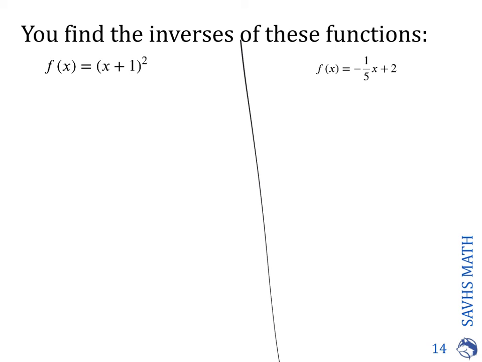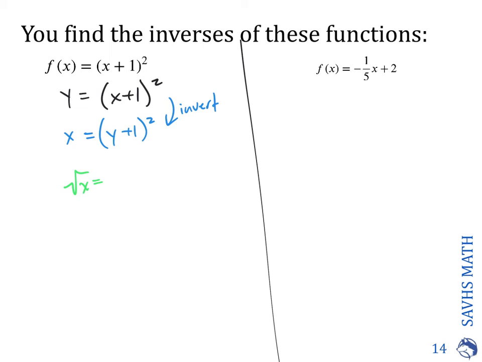Okay, so let's start with the inverse of f of x over here. We're going to flip the x's and the y's. So we would have y equals x plus 1 squared. We're going to change the spots where the x's and y's are. So we're going to invert by switching the x's and y's. Okay, now we need to solve for y. So we're going to take the square root of both sides. So we have that square root of x is equal to y plus 1 now.